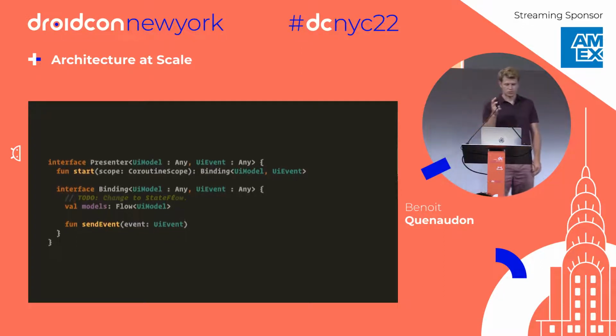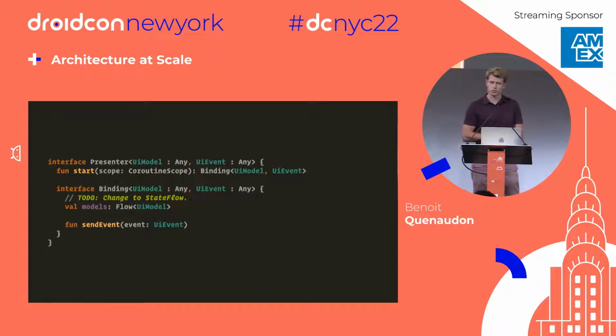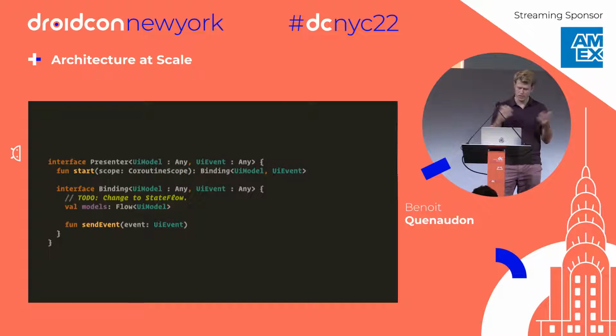So we actually want to change the models type to a state flow, to help support Compose UI, because the view in Compose UI needs a default model. In Rx and Flow, the stream would be created and subscribed to, but would only emit when something is ready. And so I put the to-do to show you that it's still something in progress that we need to improve.